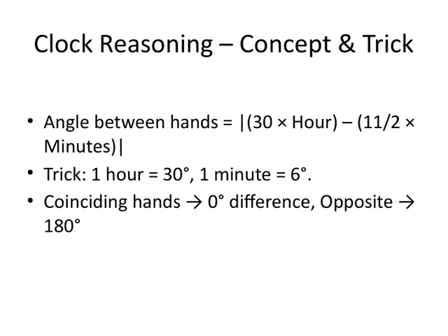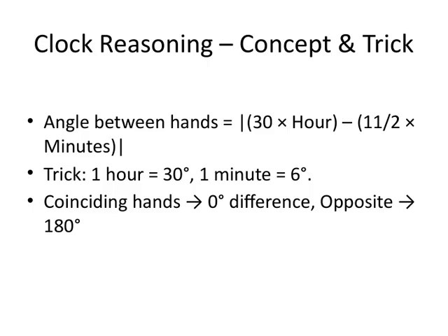Now let's look at the concept of clock reasoning, which is both interesting and very useful for solving clock-related problems. The key idea here is to understand how to calculate the angle between the hour and minute hands at any given time. The formula we use is the angle between the hands equals the absolute value of 30 times the hour minus 11/2 times the minutes.